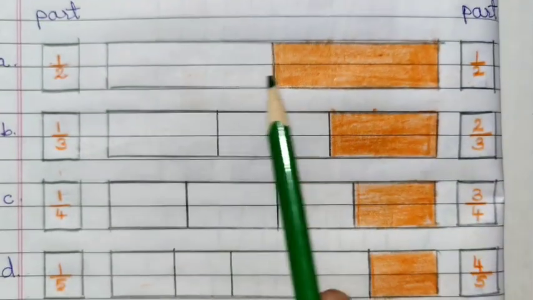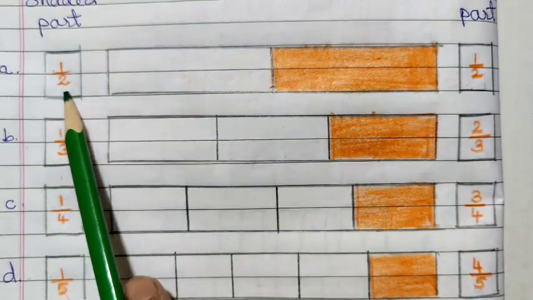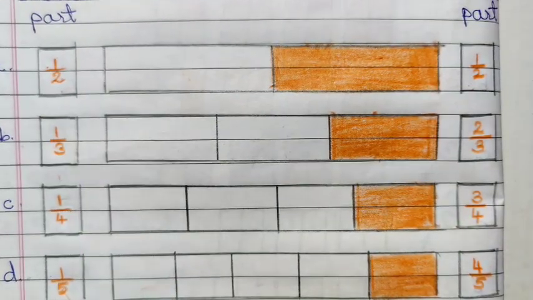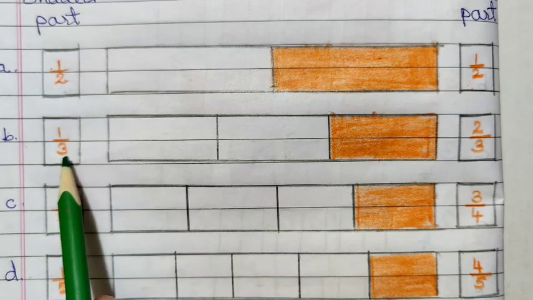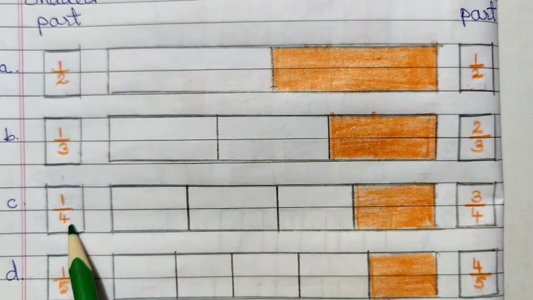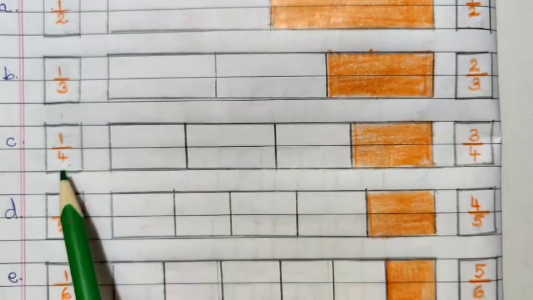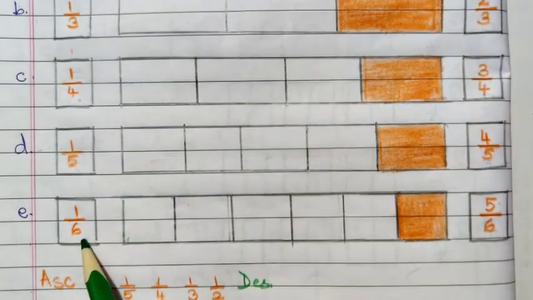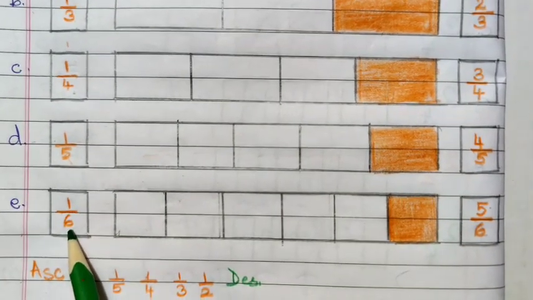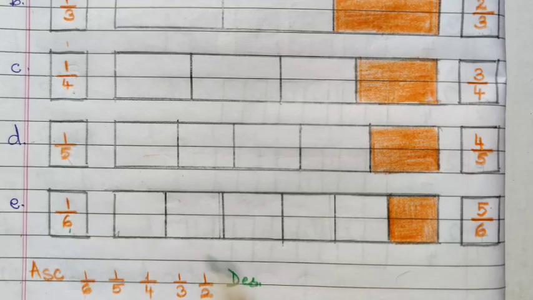Look here. The biggest portion, that is 1 upon 2. So, I will write 1 upon 2. Then I will write 1 upon 3. Then I will write 1 upon 4. And then 1 upon 5. And last will be 1 upon 6, which is the smallest.